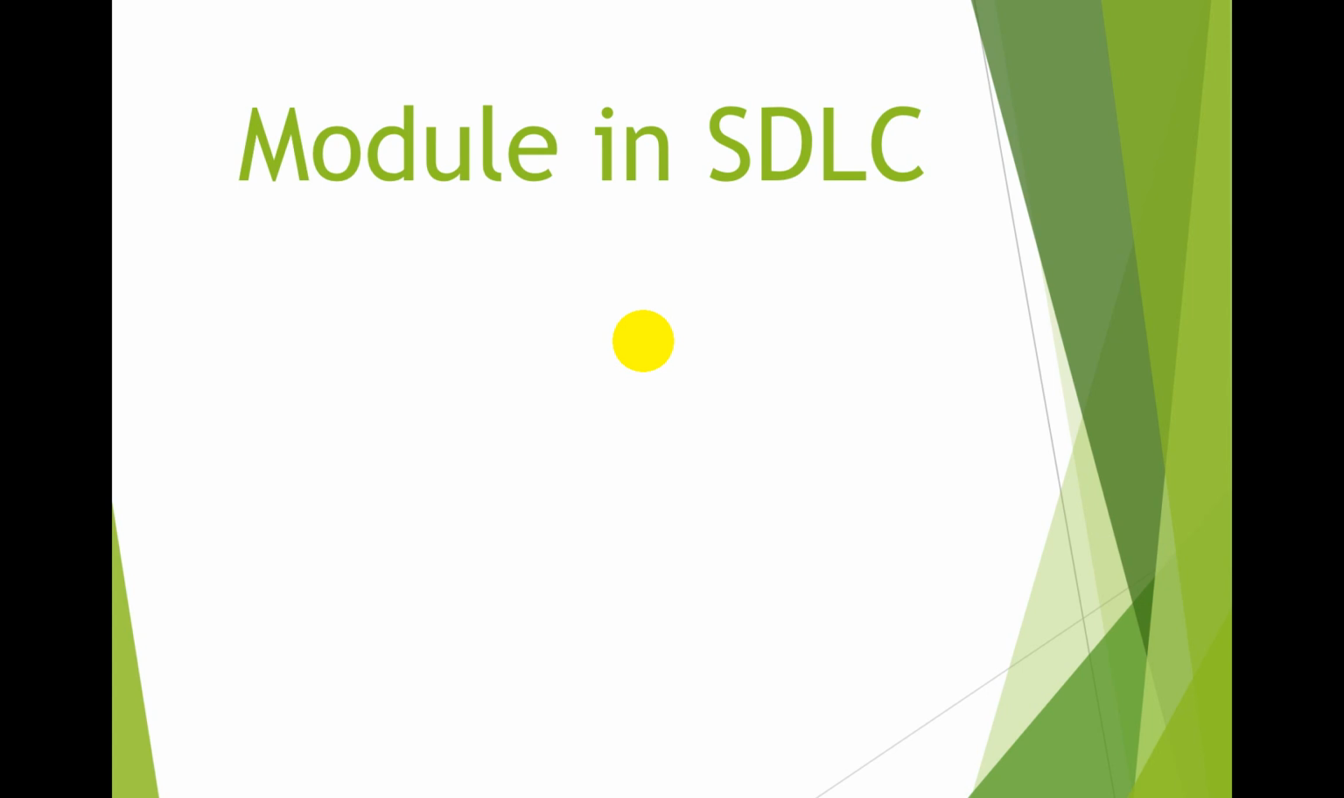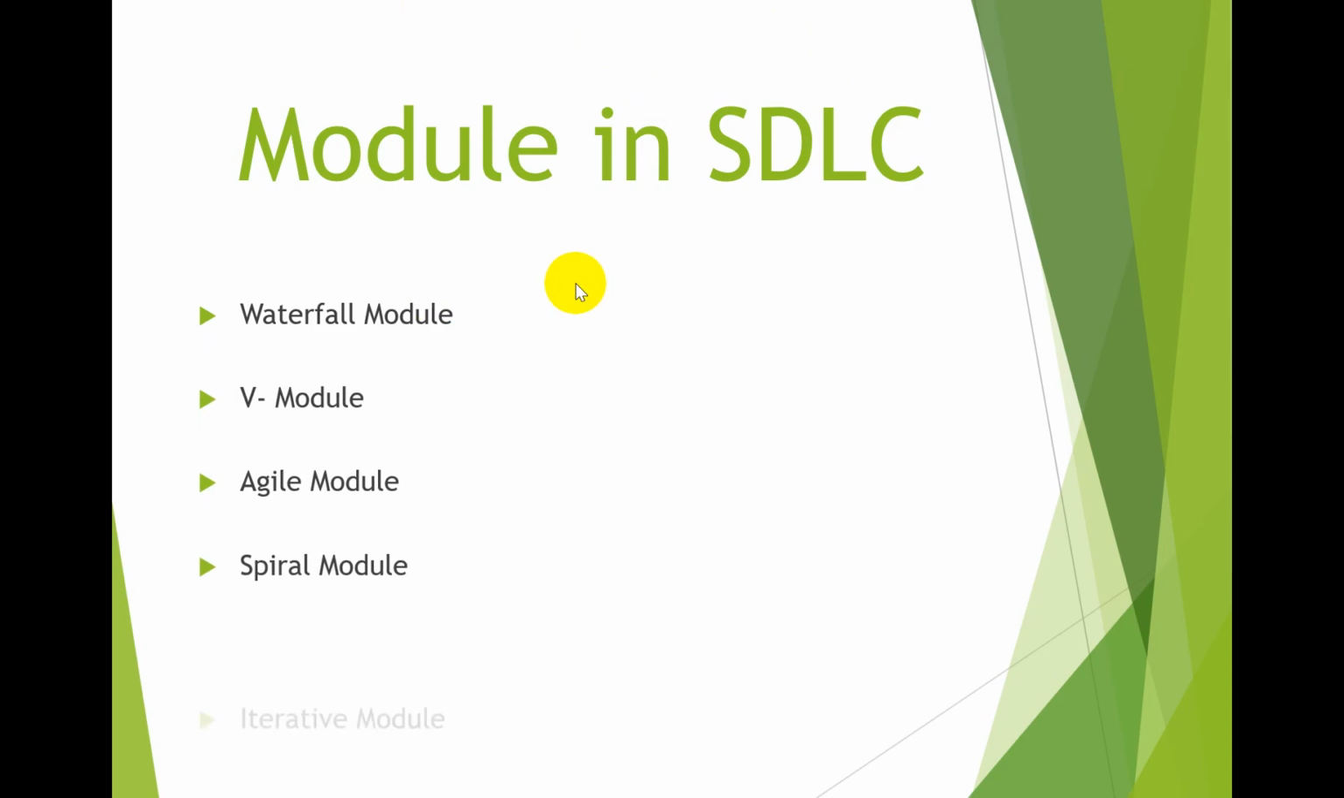So I request you to please watch this video till the last and try to get more information on the models available in the SDLC. In SDLC we have different models. Out of that, one is the waterfall model, another is the V model, another is the Agile model, another is the spiral model, and the last one is the iterative model. So these are the different models available in SDLC.